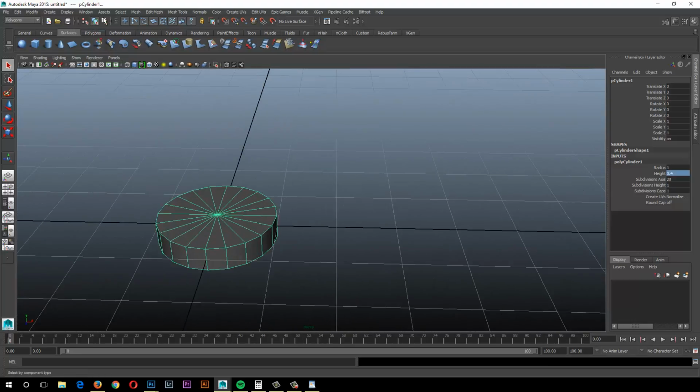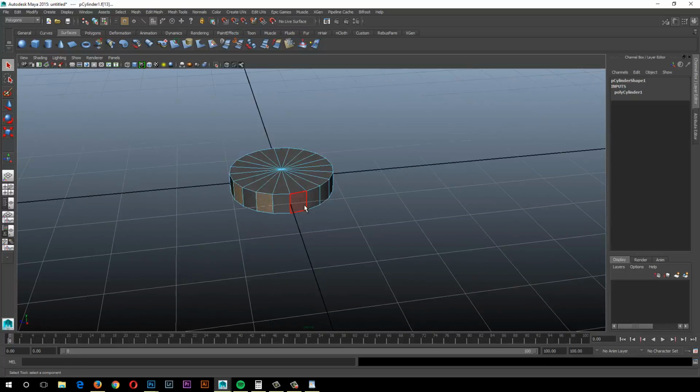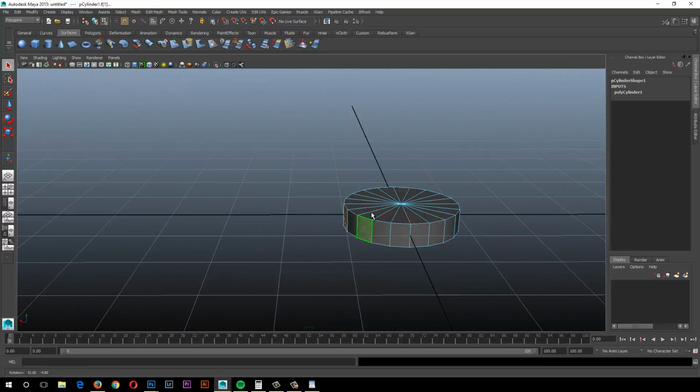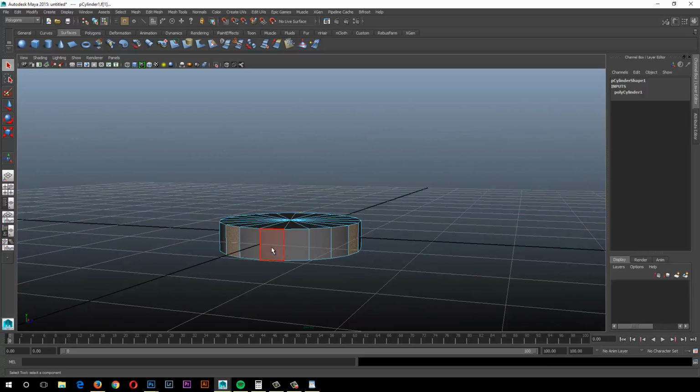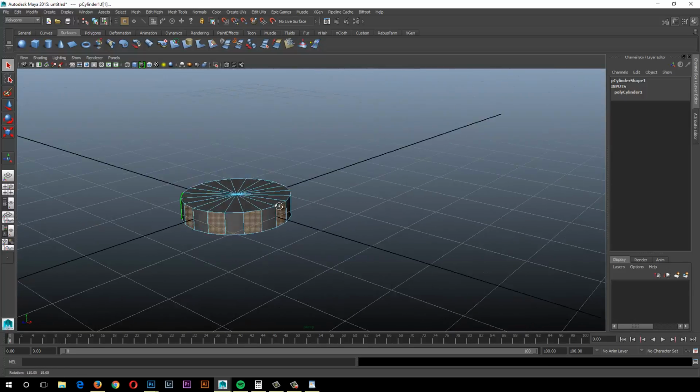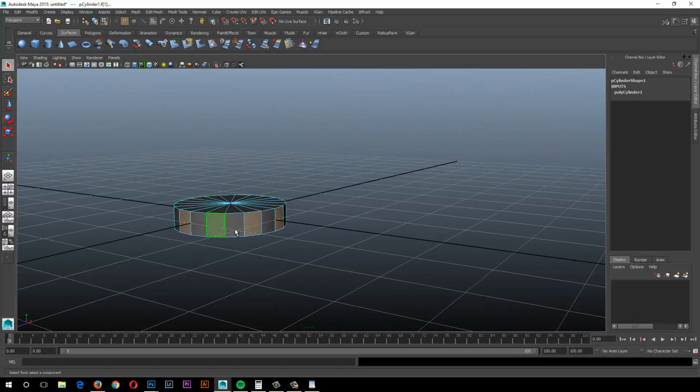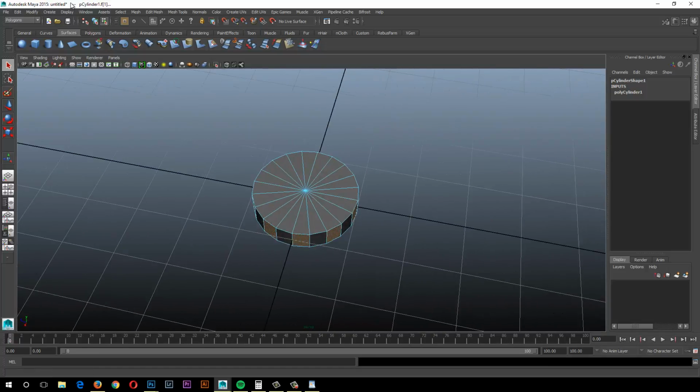And I'm going to go into component mode, select every other face, and then I'm going to extrude these faces out to make my gear teeth. And the key to making my gears work together is making all my other gear teeth faces the same width as what I have here. So let's go ahead and extrude this.